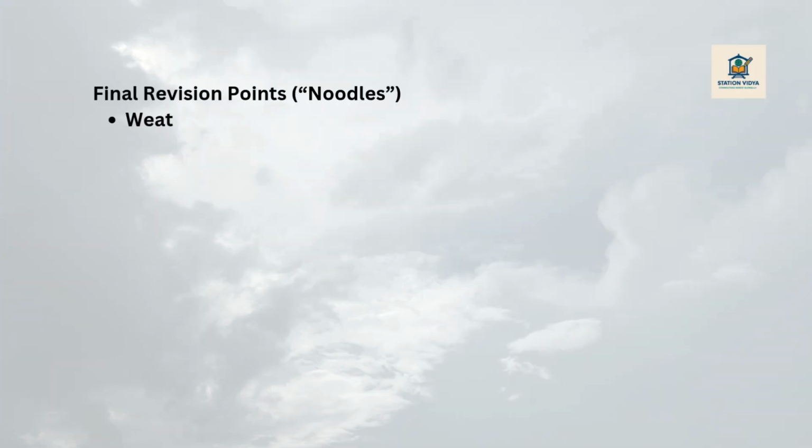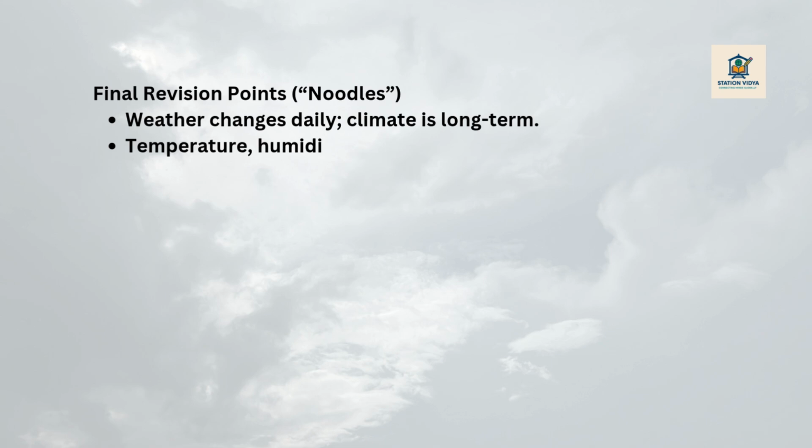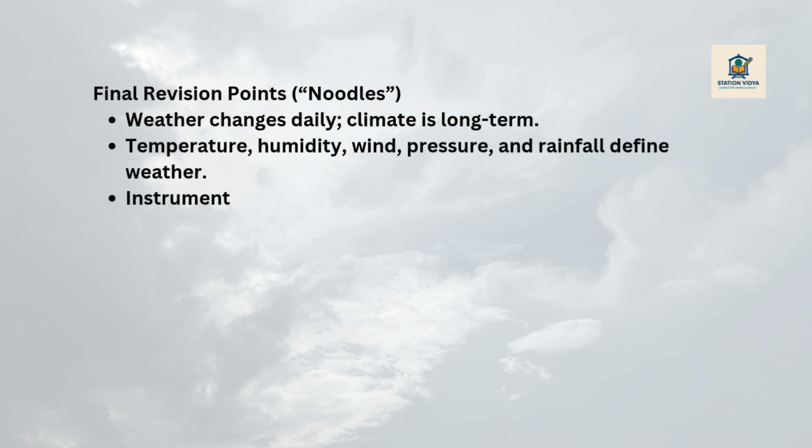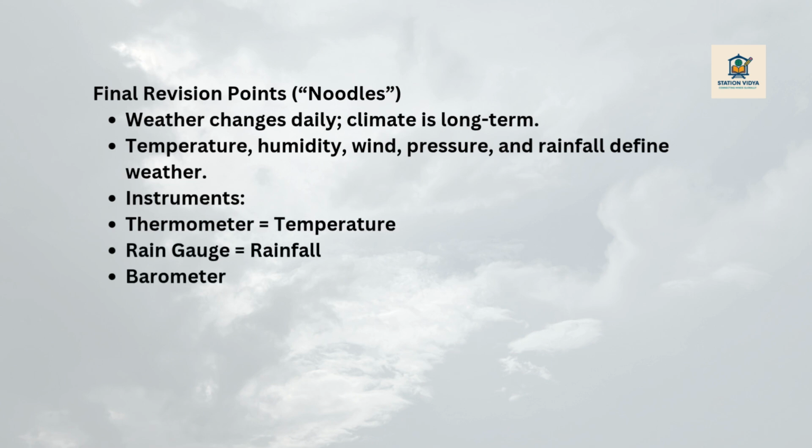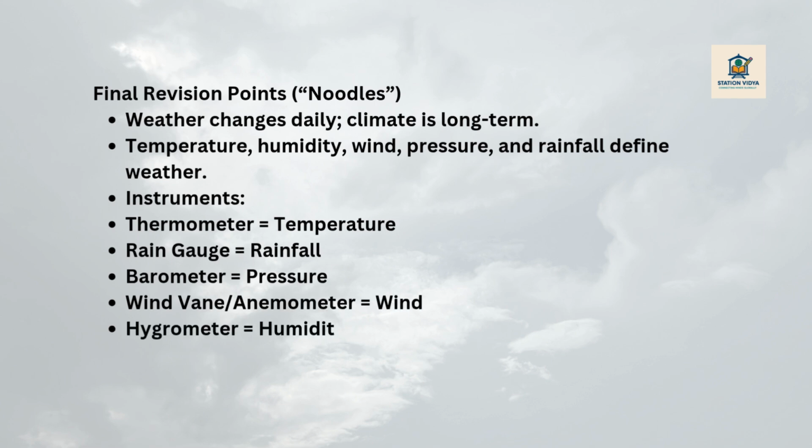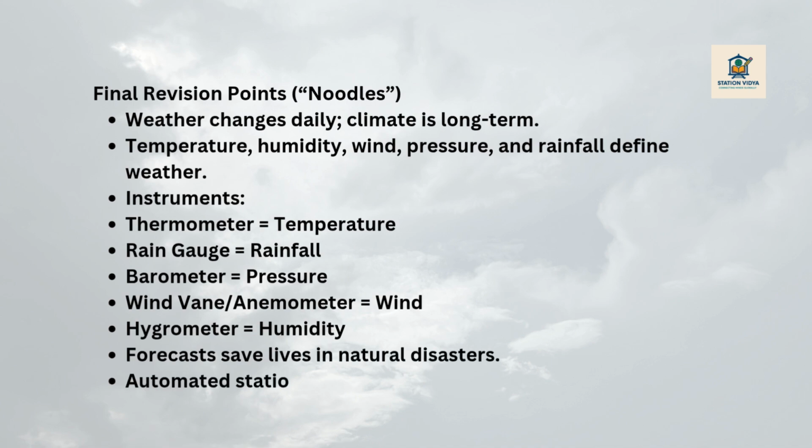Final revision points. Weather changes daily, climate is long-term. Temperature, humidity, wind, pressure, and rainfall define weather. Instruments: thermometer equals temperature, rain gauge equals rainfall, barometer equals pressure, wind vane and anemometer equal wind, hygrometer equals humidity. Forecasts save lives in natural disasters. Automated stations help even in remote areas.